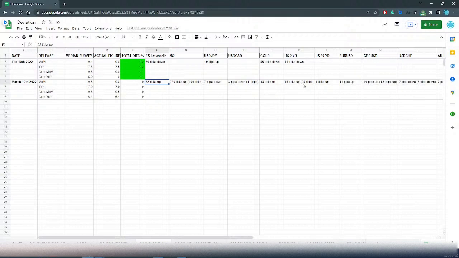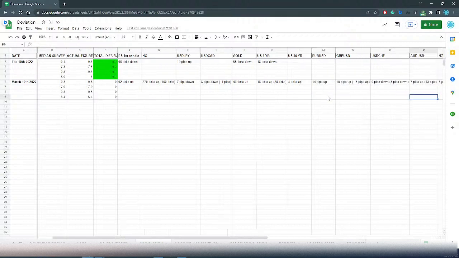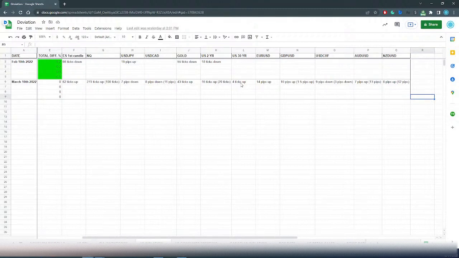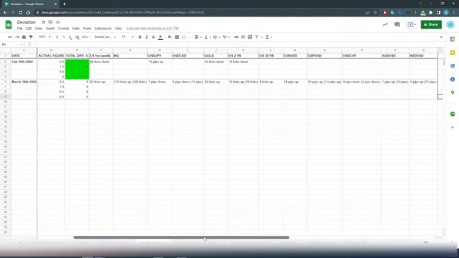The US 2-year seen about 16 ticks towards the upside, and then after 10 minutes, it was still up by 20 ticks. 30-year, seen about 4 ticks towards the upside. On the euro dollar, we'd seen about 14 pips towards the upside. Got about a minute left now. Cable about 10 pips up. Dollar Swiss franc about 9 pips down. Aussie dollar it's seen about 7 pips up, and the New Zealand dollar it's seen about 8 pips up as well. So currency wise, we've seen the euro dollar see the stronger reaction pip wise, and with gold seeing quite a strong reaction there towards the upside again. That was with data when it was in line with expectation.